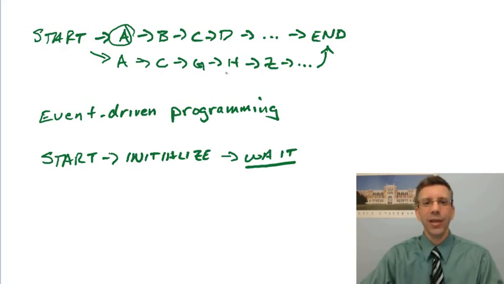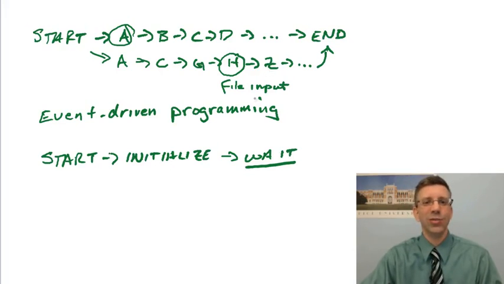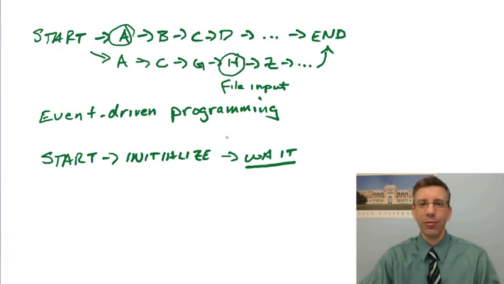That doesn't mean that you can't wait up here. Imagine block H here is looking for some sort of file input. Maybe it's waiting for you to type the name of a file in so it can read the file and then execute block C and move on from there. The difference is block H is waiting for a specific input. I'm waiting for you to type a file name. Down here, I'm not waiting for anything in particular. I'm just waiting. So any event can occur and I will respond to it.